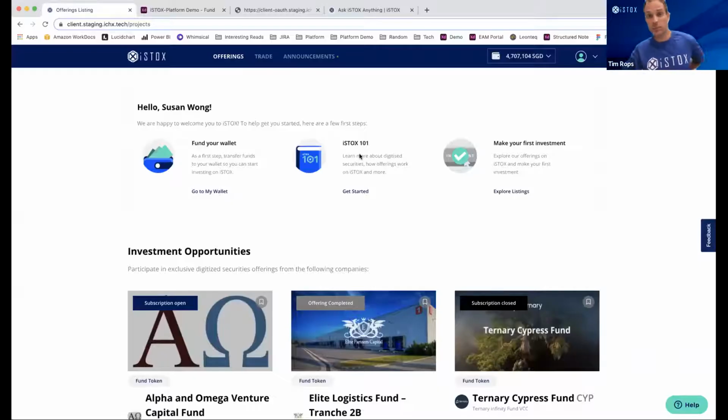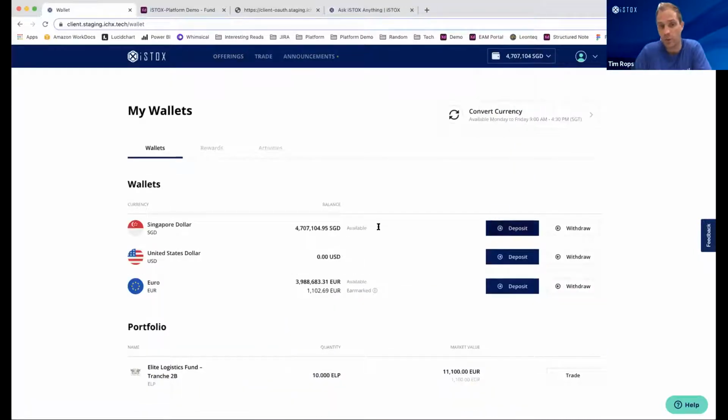The three main components of our platform are offerings, trade, and then the wallet. And the very beauty of this is that this is a full flow-through end-to-end process from primary listing to secondary trading, back to selling your position and taking your profits off the platform. We decided to fund our wallet, so we've pre-funded the wallet already.